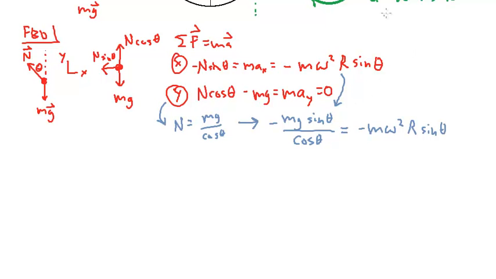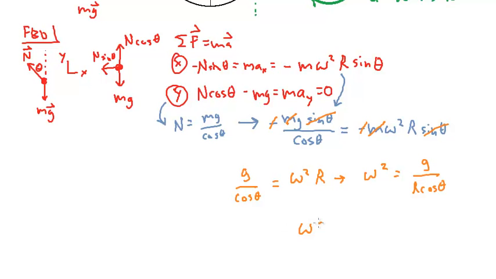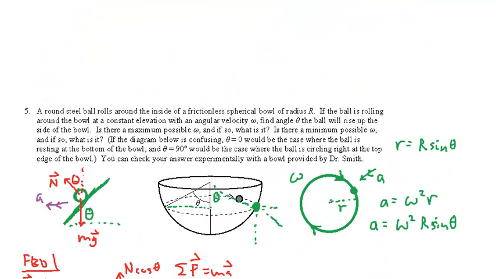Okay, and then we can plug that in up here. What that gives us, bringing this down, is negative mg sine theta over cosine theta equals negative m omega squared r sine theta. So this is our equation here.